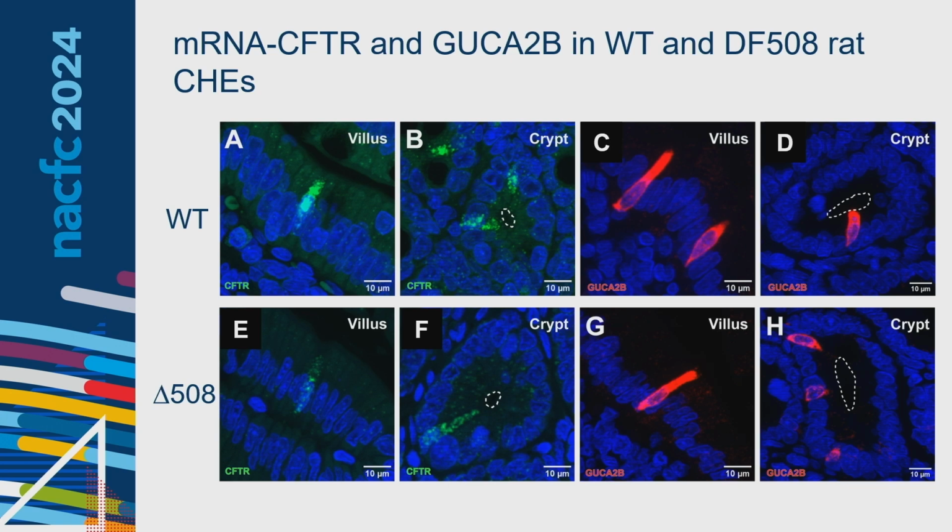And here you can see very nice RNA in the wild type, in the villi, and in the superficial crypt. And GUCA2B is preserved in the wild type, both in the villi and in the superficial crypt. In the delta F508 animals, there's marked reduction of RNA, both on the villi and the superficial crypt, but GUCA2B is preserved both on the villi and the superficial crypt.